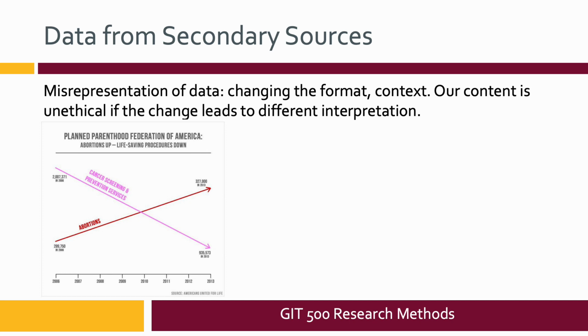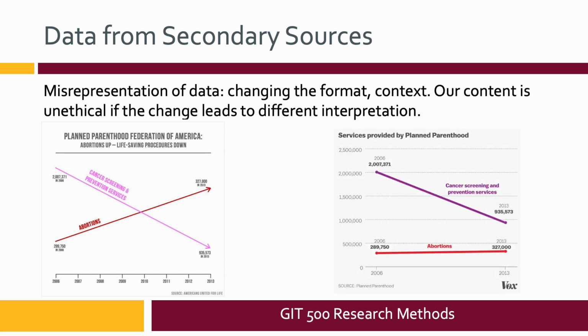If you look on this chart, but if you look at the numbers, the 2013 abortions are 327,000, but cancer screenings is actually at 935. This chart is just totally screwed up. You can tell there are no values on the left-hand side, which there should be. Here's the actual chart that was presented by Planned Parenthood.